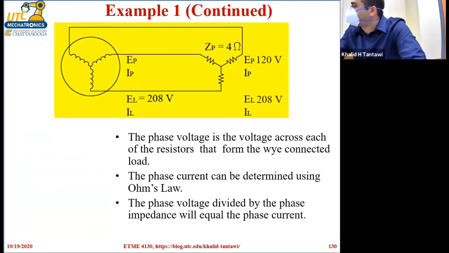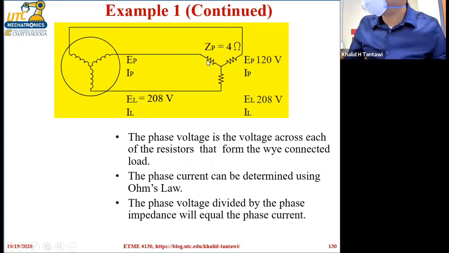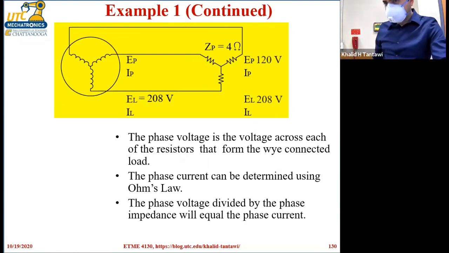Phase current. How do you find it? We have a resistor. Well, resistance. Okay. So just apply Ohm's law, right? You have the phase voltage between this point and the neutral, which is 120 volts, and the resistance is 4 ohms. So what is going to be the current? 30 amps. So it's going to be 120 divided by 4, and that will give you 30 amps.